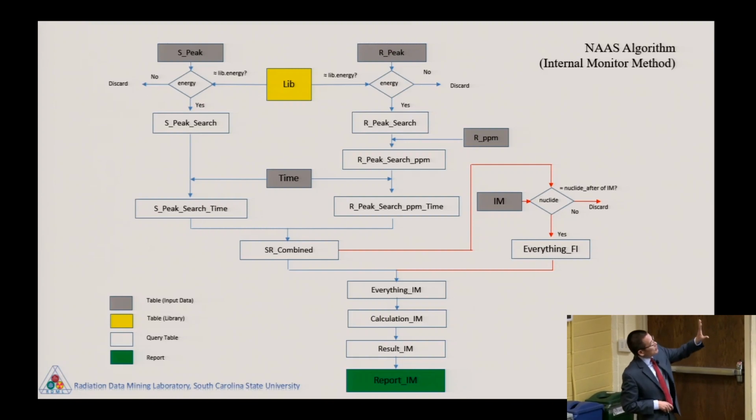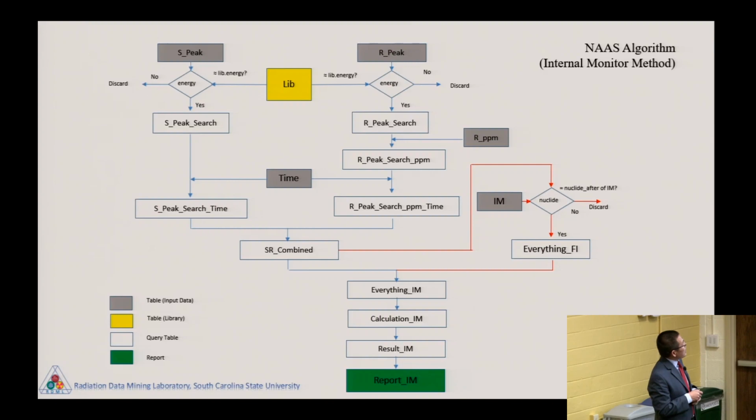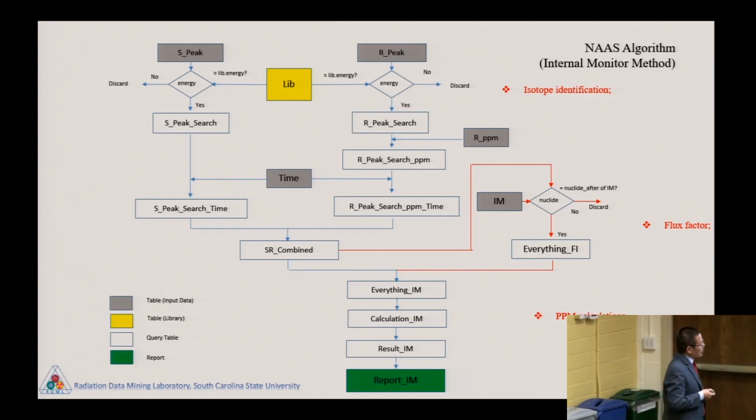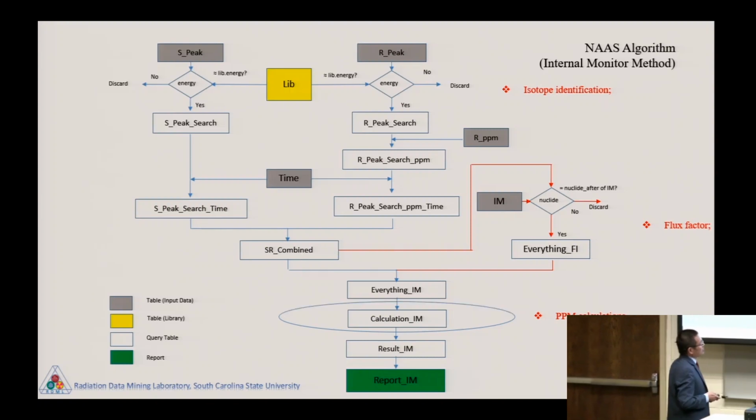This is one of the algorithms for the internal monitor method. You have the sample peak, you have the reference peak, and then the isotope library identification uses this library. The flux factors are calculated by this part. The concentration calculation is from this big table, the calculation for the internal monitor method.